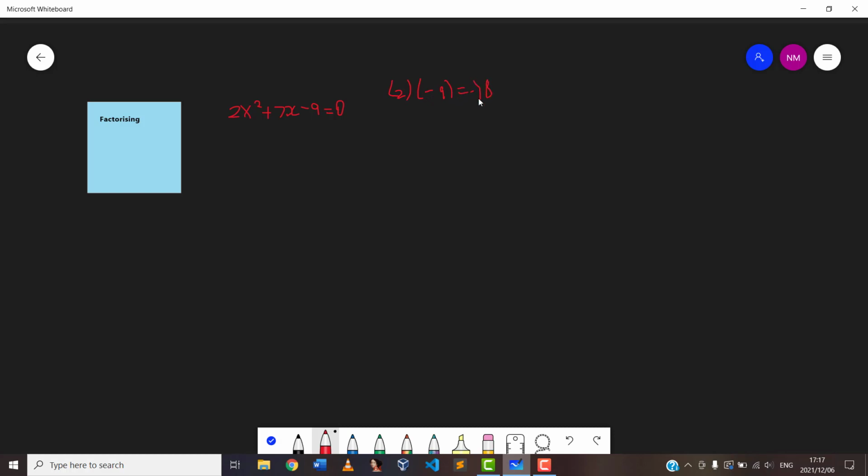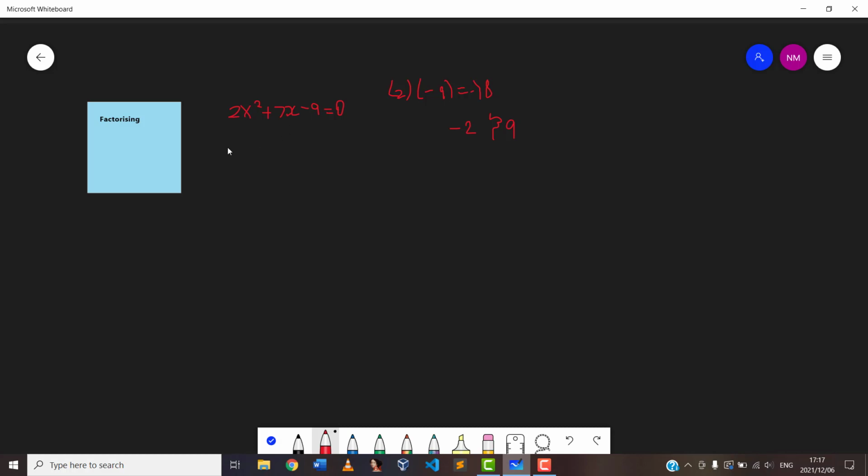Minus 18. Now we have to check which factors of minus 18 would add to give this x coefficient. So which factors of minus 18 would add to give 7? Right away you could tell that it would be minus 2 and 9. So these factors of minus 18 would add to give 7 over here.